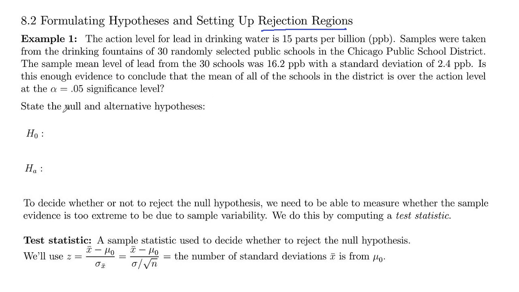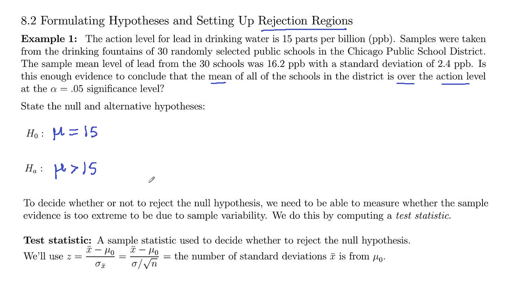So let's go ahead and state our null and alternative hypotheses. Start with the alternative. That's what you're trying to show. So the question is, is there enough evidence to conclude that the mean for all schools in the district is over the action level, which was 15 parts per billion? So that would be mu greater than 15. And then our null, if that's not the case, we conclude mu equals 15. Population mean is 15, not over the action level.